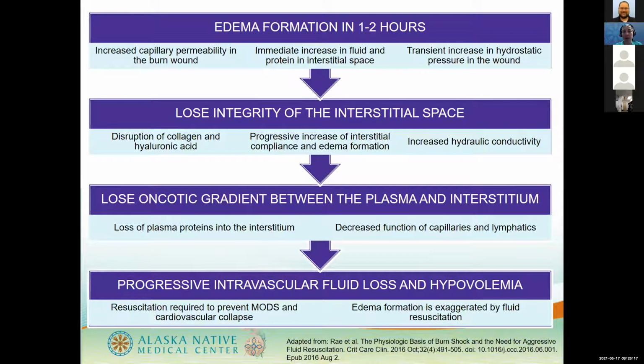So this is kind of how it works. The edema formation kind of comes first. Then you're having disruption of your collagen and progressive loss of colloids into the interstitial space that will decrease the function of your capillaries and eventually leads to massive hypovolemia and multi-organ failure.